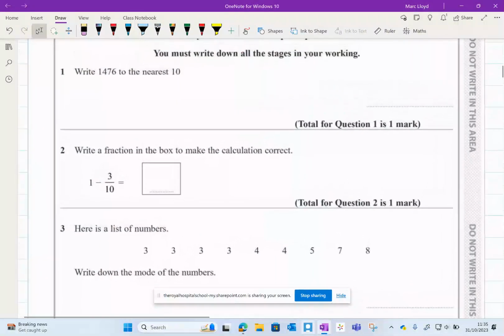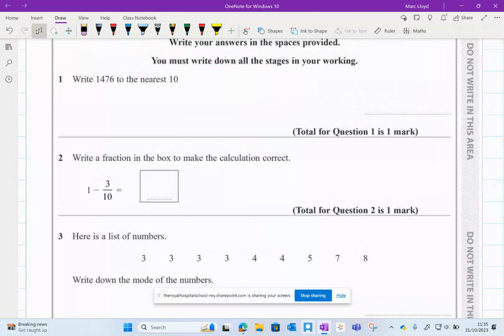Question 1. Round 1476 to the nearest 10. That means we're going to be looking at the 6. The 6 will round that number up, and that gives us 1480.